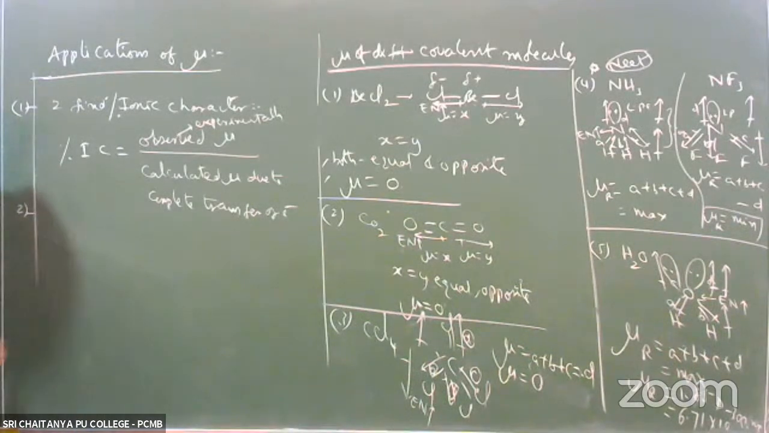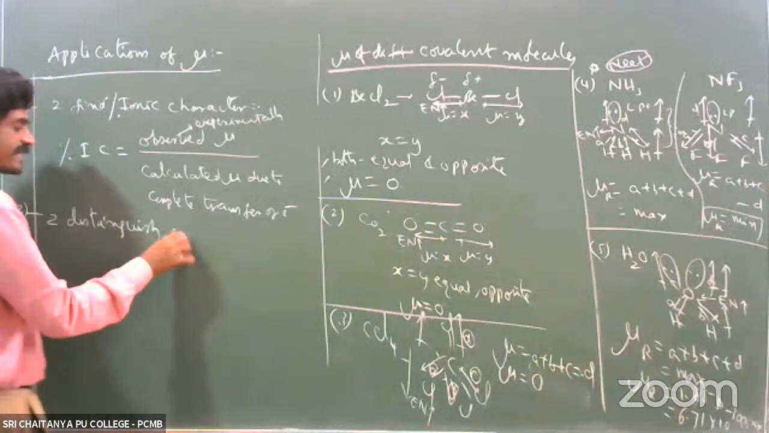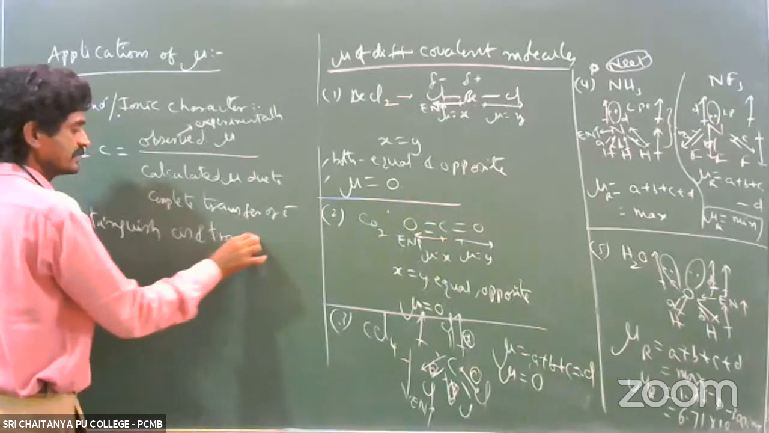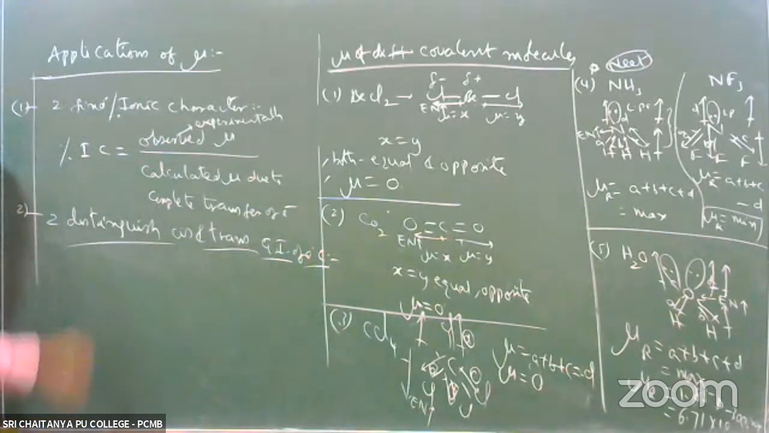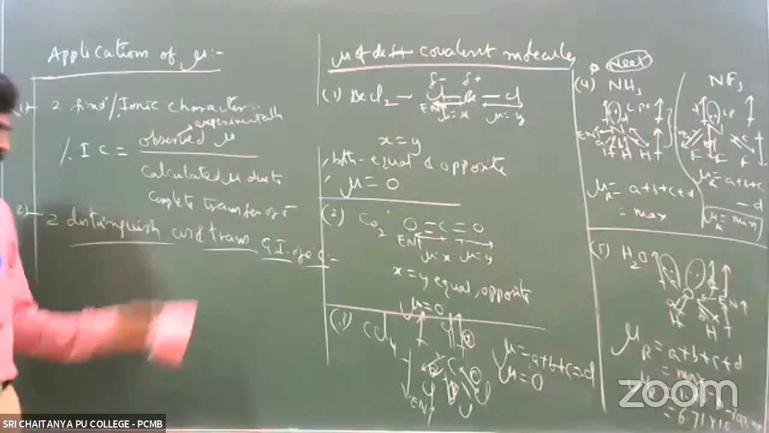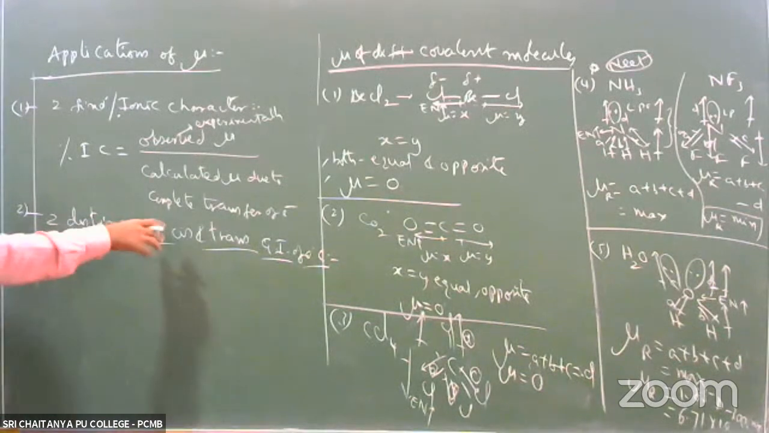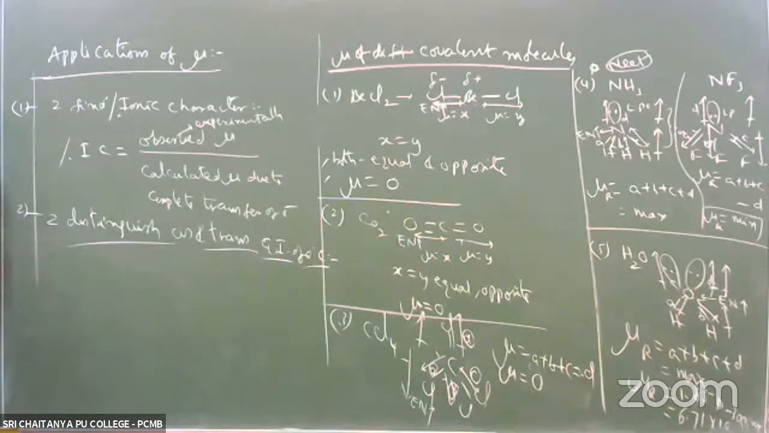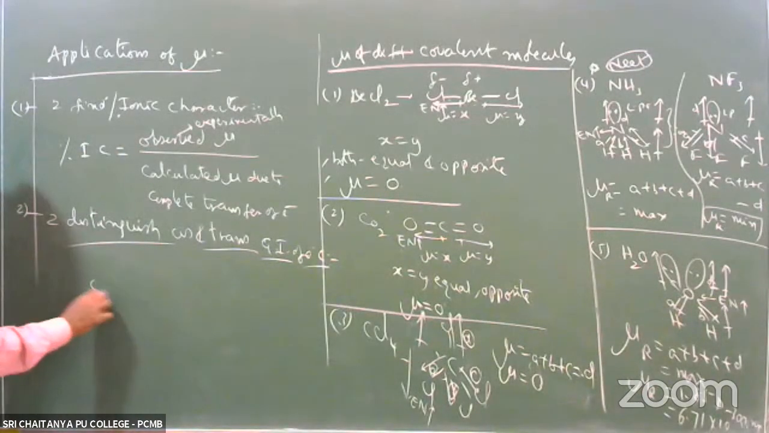Next, the second one. This concept is useful to distinguish cis and trans geometrical isomers of organic compounds. Organic compounds exhibit geometrical isomerism, that is cis and trans isomerism. The same molecular formula, but different structural formula because the arrangement of atoms is different, right? So how can you distinguish whether it is a cis isomer or a trans isomer? This is based on the dipole moment values. I'll give an example to understand the concept.